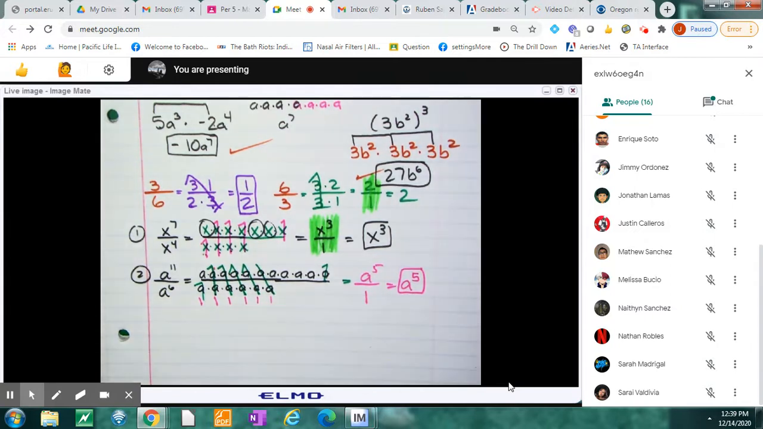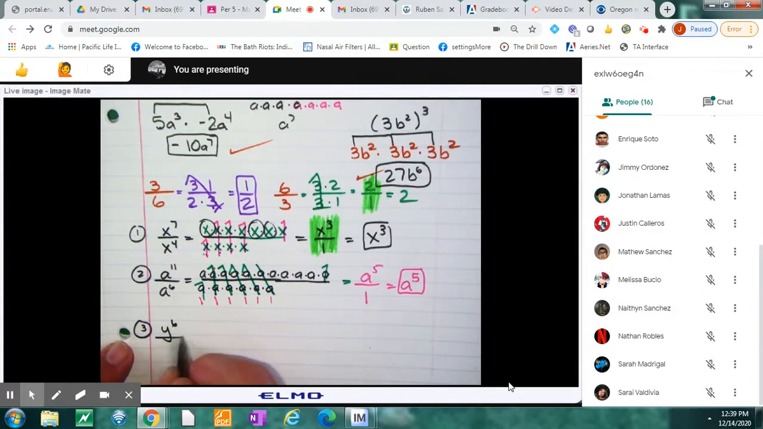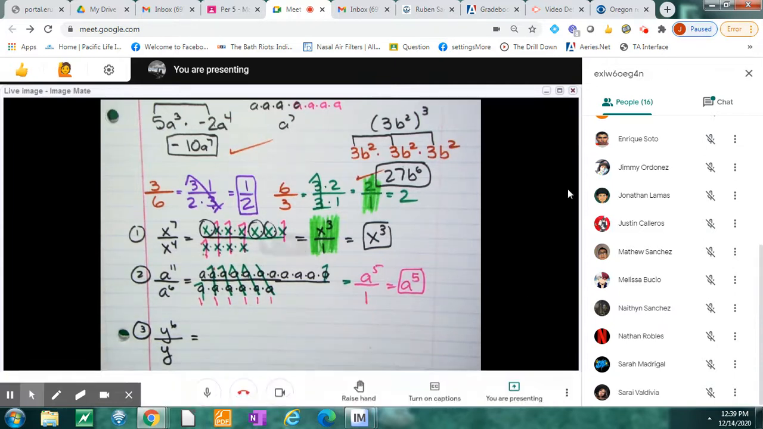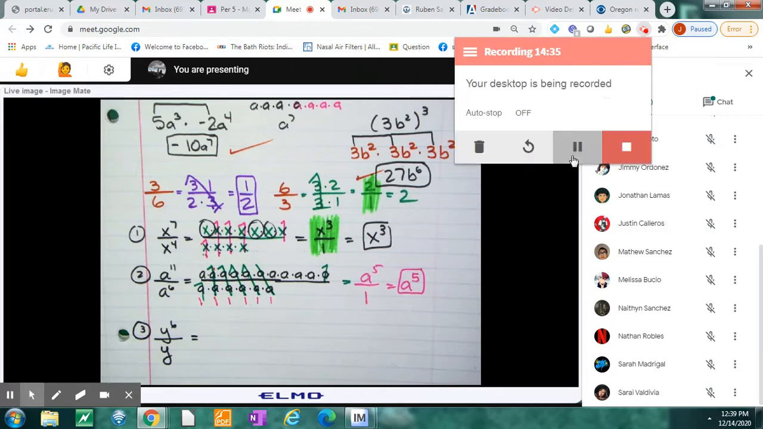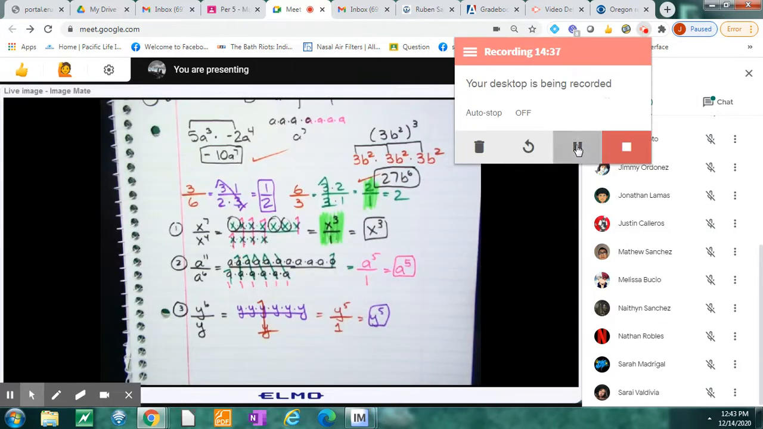So here we go. Number 3. Try this one by yourself: y to the power of 6 over y. I'll give you about 30 seconds. All right, let me pause the video. Okay. Again, your answer here: y to the 6 is y times y 6 times, over 1 over y. And then you do the giant 1. And so your answer is y to the 5th over 1, which is y to the 5th.